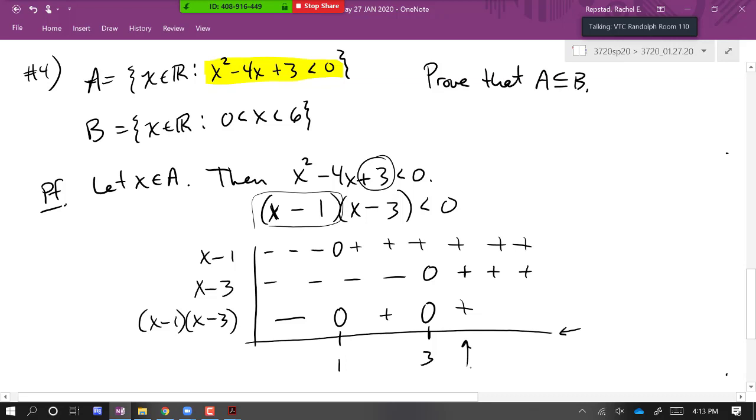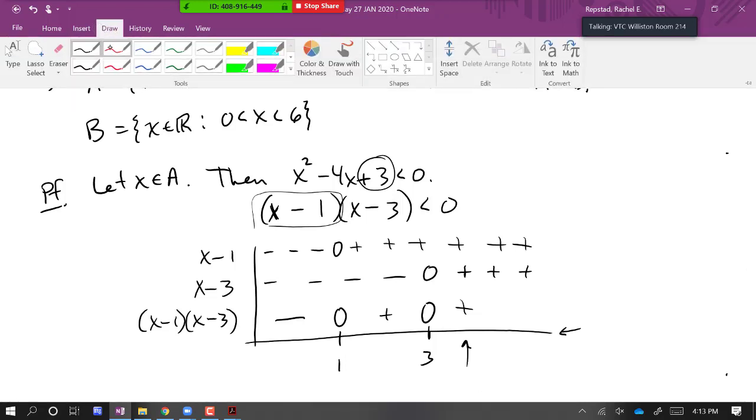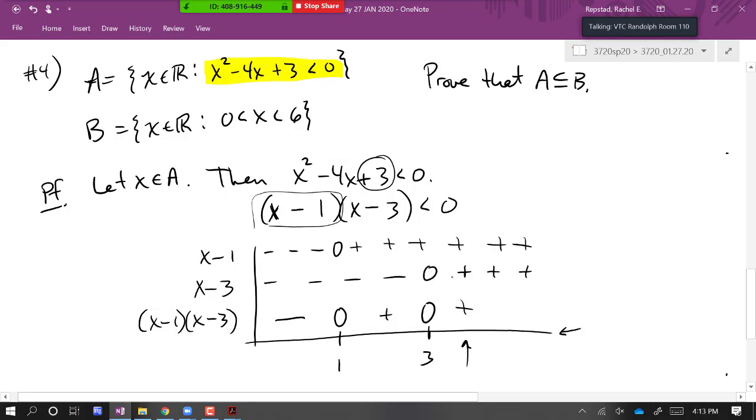Can anybody tell me why we get a plus at the end? You multiply the sign of each of those, so there will be plus, minus, plus. Yeah, so this is the product. This bottom row is just multiplying the two rows above it. In the first interval, we have a minus times a minus, which is a plus. In the middle, we have a plus times a minus, which is a negative. And at the end, it's plus times plus, which is a plus. So this is a way for us to analyze what values of x are included in this inequality. What values of x are in the set A?